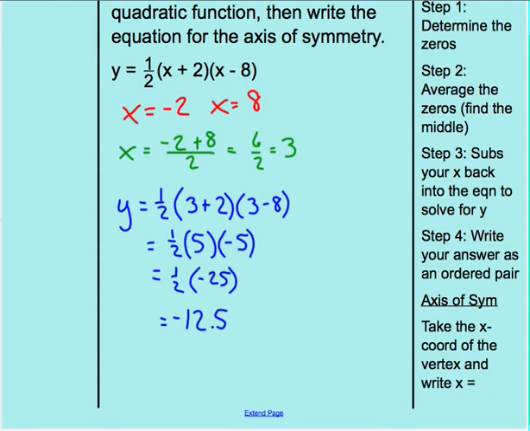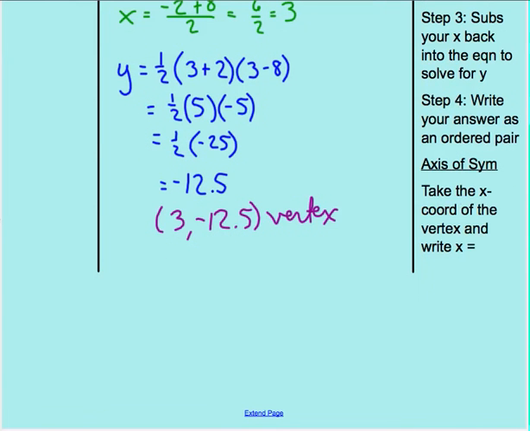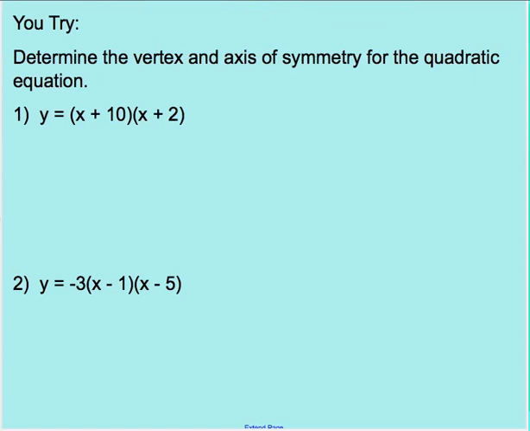So the vertex then, our x value, we got 3. Y value, we got -12.5. And our axis of symmetry is x equals 3, the x coordinate of our vertex. And here are your two U-try problems for class.